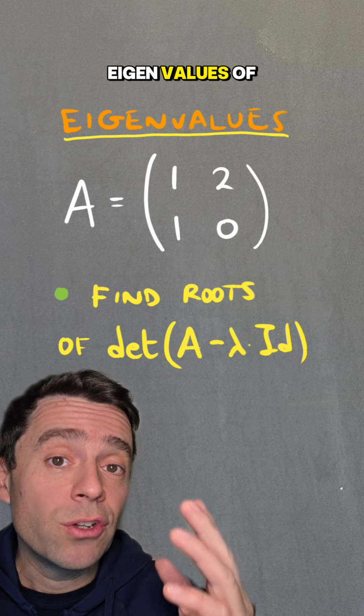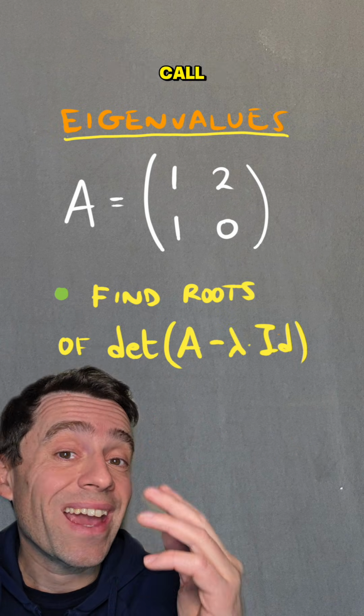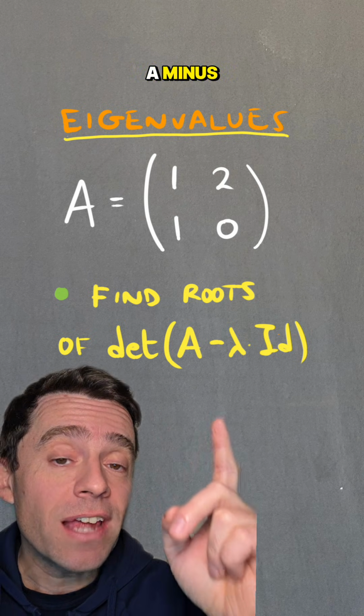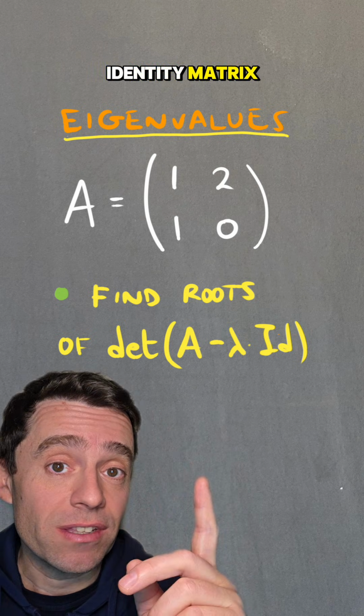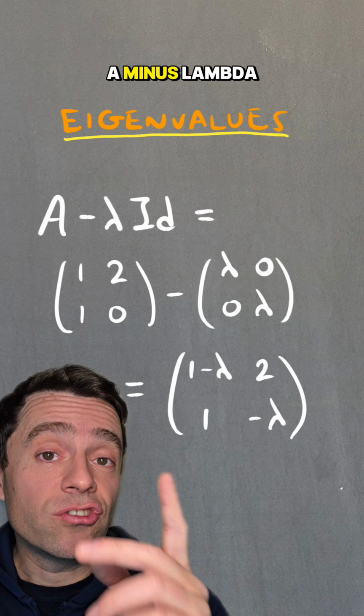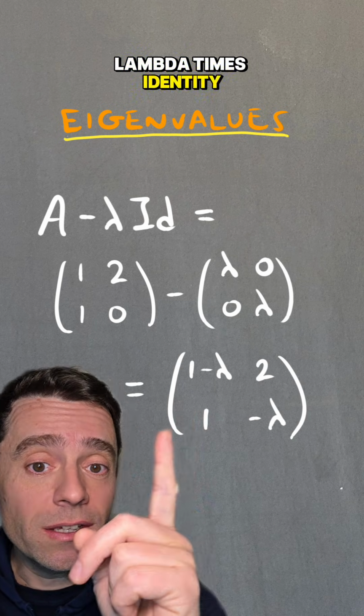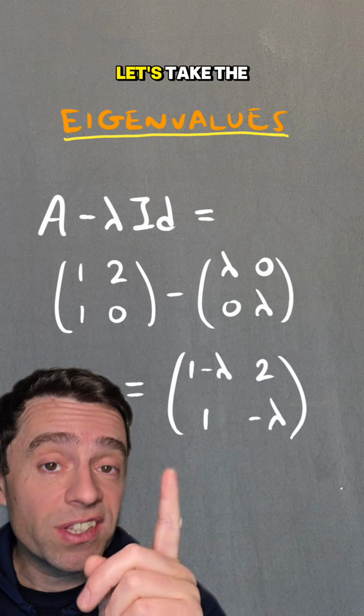To find the eigenvalues of a matrix, we need to find what we call the characteristic polynomial, which is just the determinant of A minus lambda times the identity matrix. In this case, A minus lambda times the identity is this matrix. So now let's take the determinant.